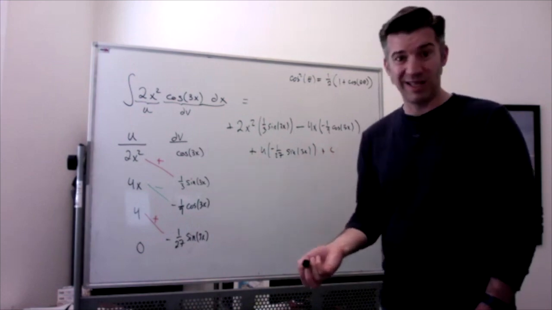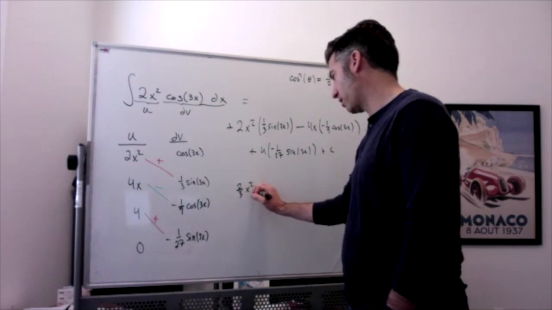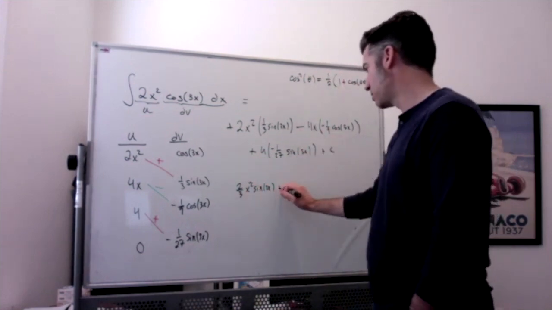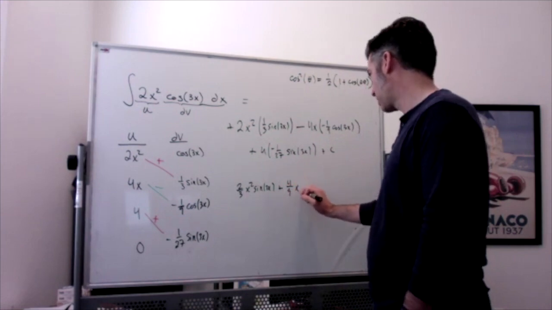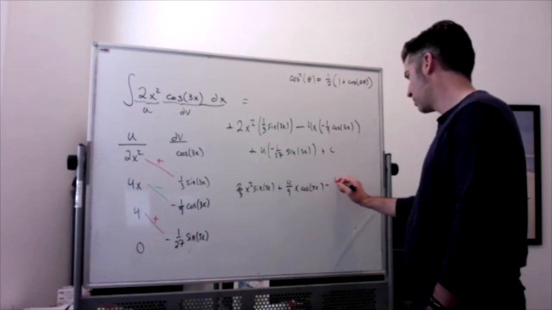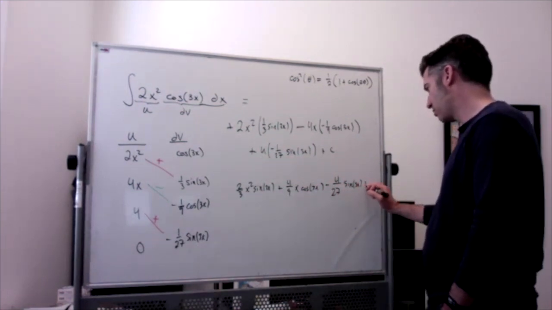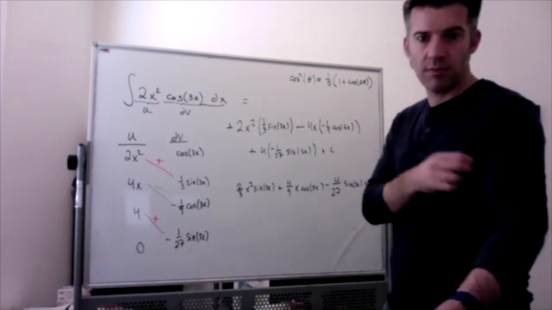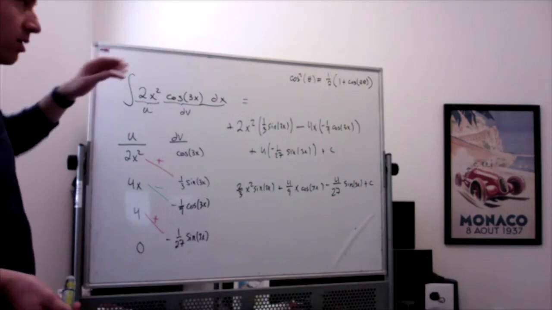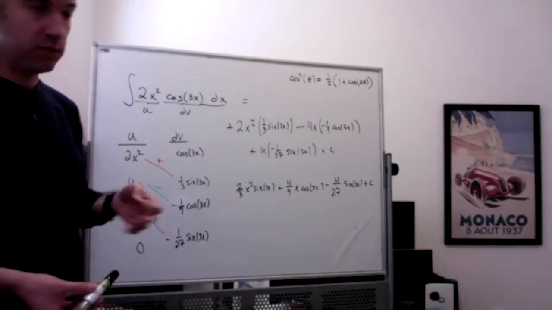And if you wanted to make it look nicer, you could write it as 2/3 x squared sine of 3x plus 4/9 x cosine of 3x minus 4/27 sine of 3x plus c. Okay, so again, if you have the opportunity to use the tabular method, you should.